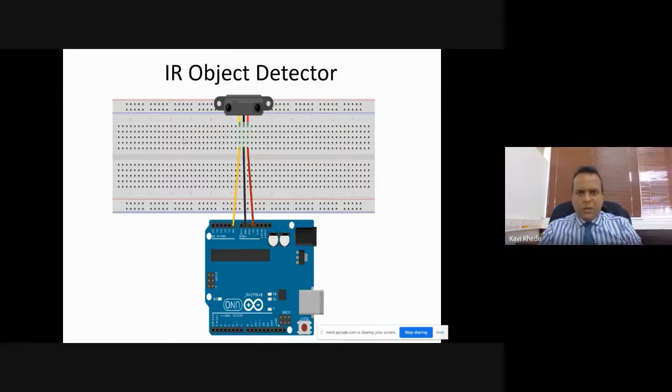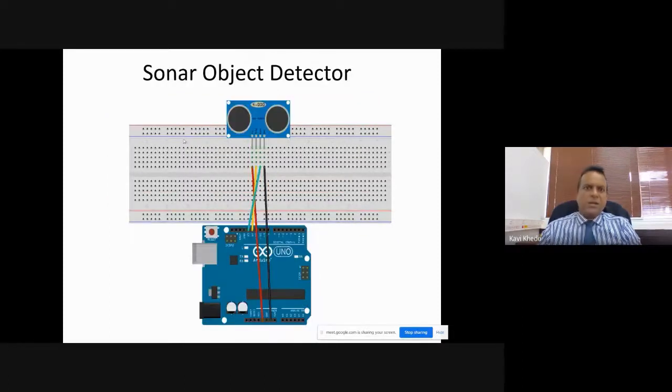So this is an IR object detector. I think I have another. Yeah, this is a Sonar object detector. So here, this is an IR object detector. This is a Sonar object detector. This one uses not infrared but Sonar to detect the presence of an object. If we see the circuit carefully, you see again this port here is connected to the ground. Here is a ground. This one here is connected to the 5 volt on this side of my Arduino.